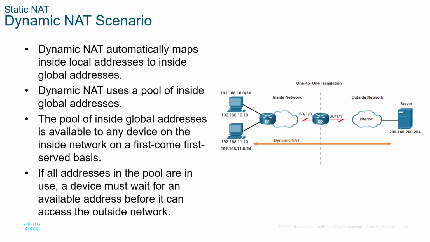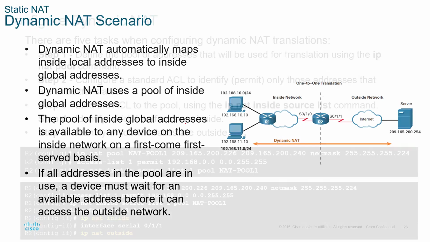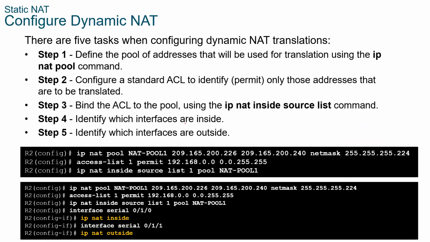Okay, let's continue. Moving on to dynamic NAT. Dynamic NAT automatically maps inside local addresses to inside global addresses. We have creation of a pool. The pool of inside global addresses is available to any device on the inside network on a first come, first served basis. I think we've gone through this. There is our scenario. Let's look at how we can configure dynamic NAT.